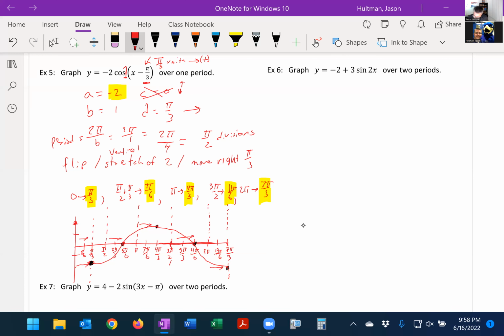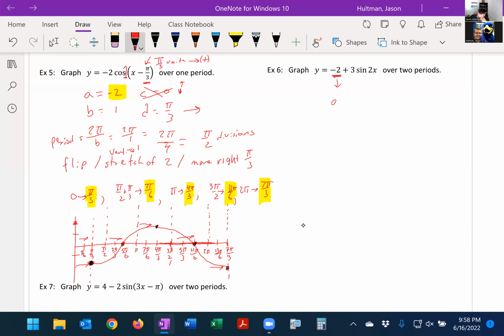Okay, next example. This one is very similar to one we did in the previous section. However, it has a C, no D in this case, but it does have a C, which means everything is just going to be shifted down 2 units.